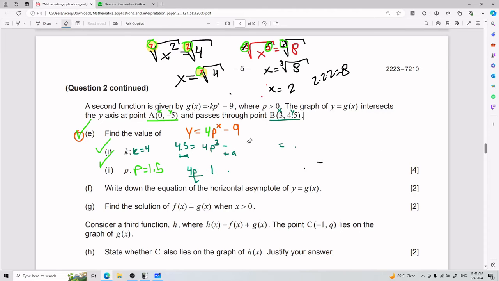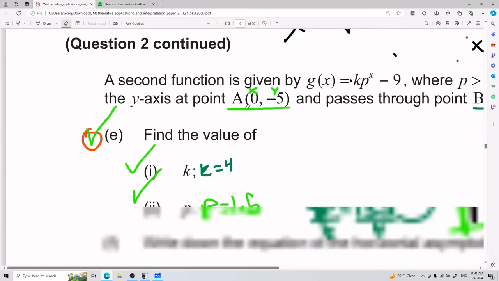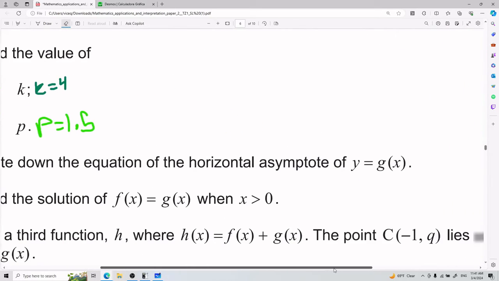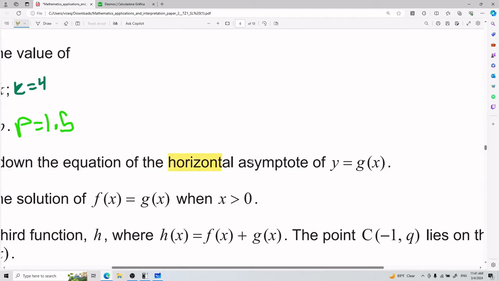For part F, write down the equation of the horizontal asymptote of y equals g of x. What did I just read? So, yeah, horizontal asymptote. Guys, I told you earlier that an asymptote is a value that your function can never take. Let me write that again.